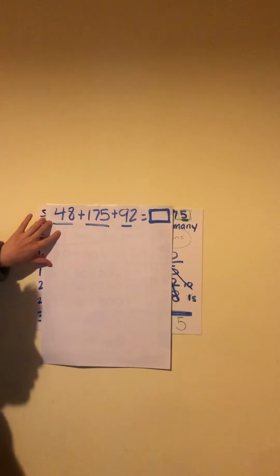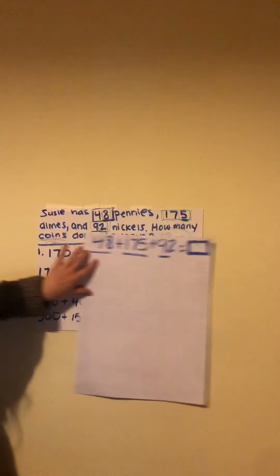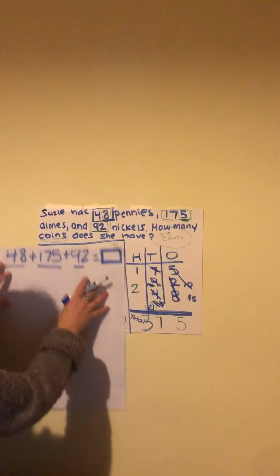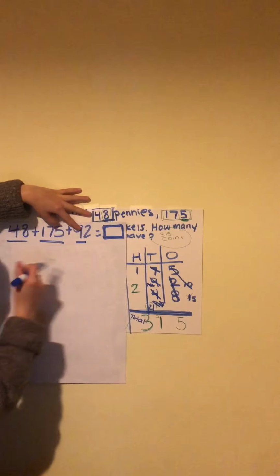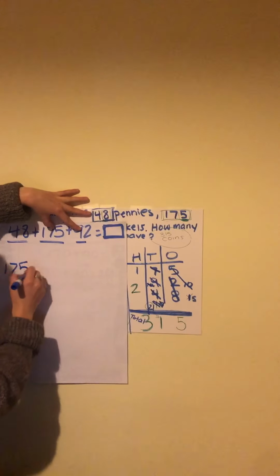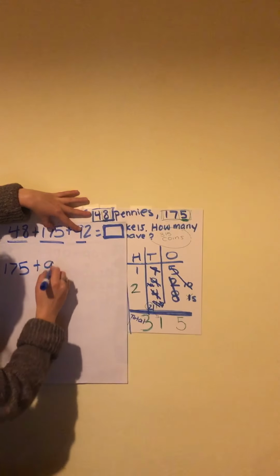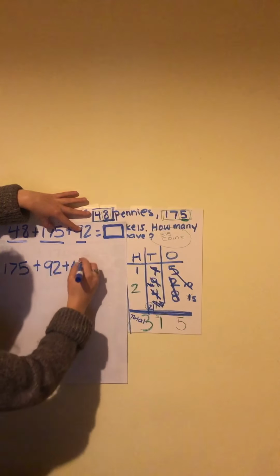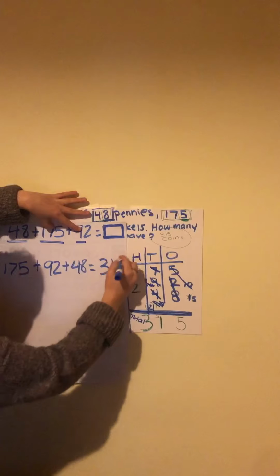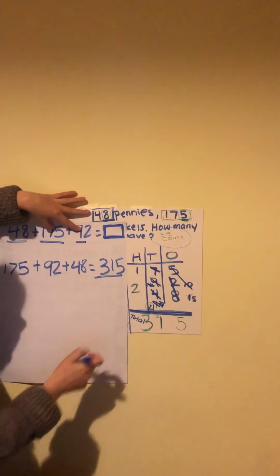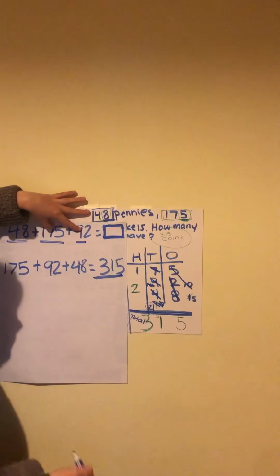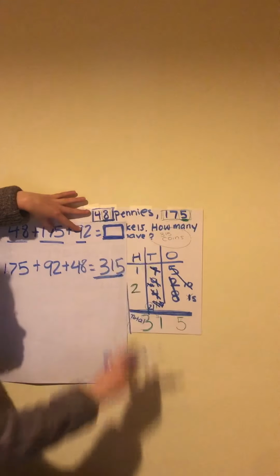We know that we're adding them to get to our total of something. If I were to write a number sentence that matches my work, I would do 175 plus 92 plus 48 equals 315. Because in my work, I got my answer. But in the story, the answer is unknown.